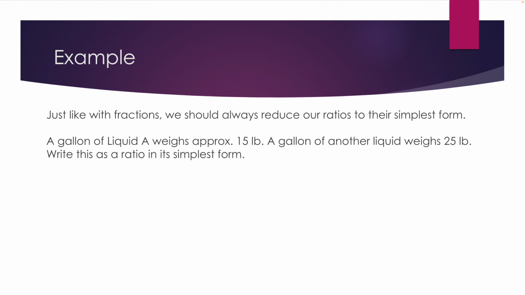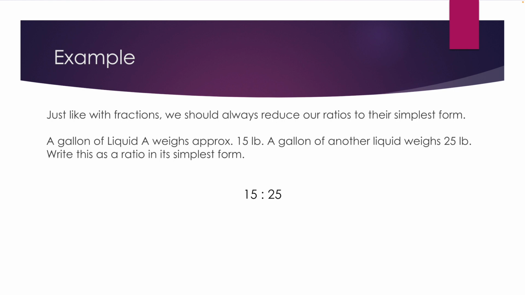So just like with fractions, we always want to reduce our ratios to their simplest form. So let's practice that now. A gallon of liquid A weighs approximately 15 pounds. A gallon of another liquid weighs 25 pounds. Write this as a ratio in its simplest form. So first I'm going to write a ratio of liquid A to the other liquid. And I can write that as 15 to 25. Again, I'm using the colon as my way to represent this. And now I want to write this in its simplest form.